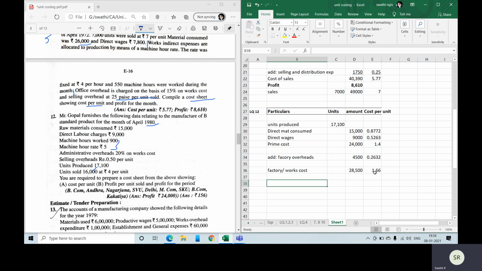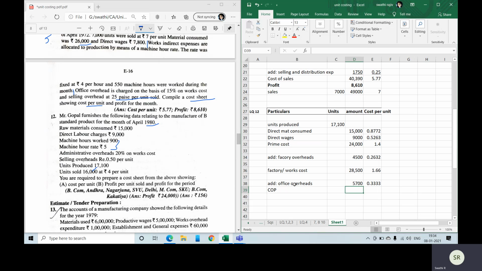right. And after which we will add our office overheads. What is the calculation of office overheads? Our administrative overheads are 20% on works cost. So 20% on works cost is this, 5700. Now how do I calculate per unit? That divided by 17,100 will give me per unit cost. This ultimately will give me cost of production.